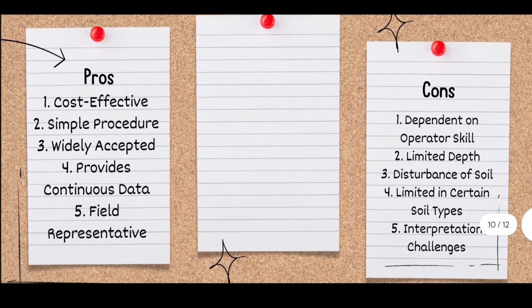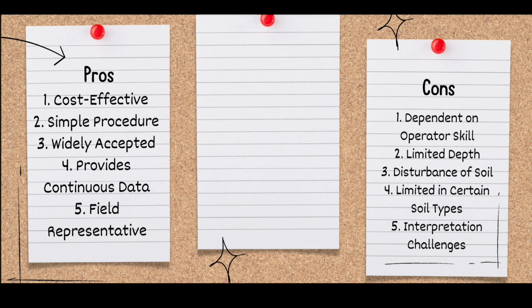So what are the pros and cons of SPT? Pros are cost effective, simple procedure, widely accepted, provides continuous data, and field representative. What are the cons? Dependent on operator skill, limiting depth, disturbance of the soil, limited in certain soil types, and interpretation challenges.